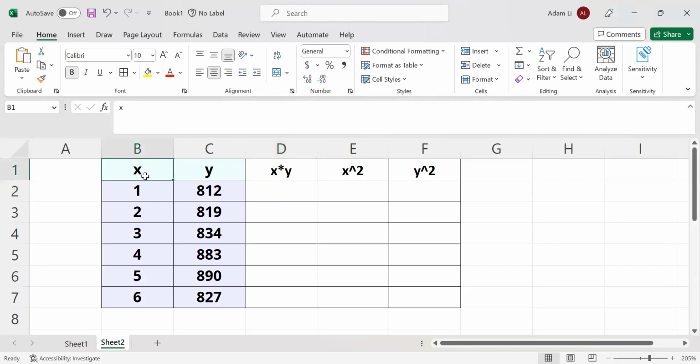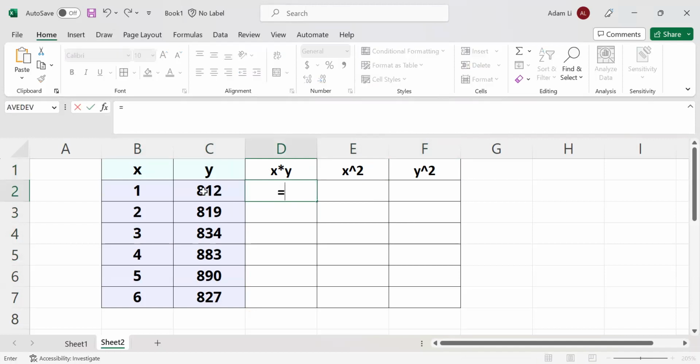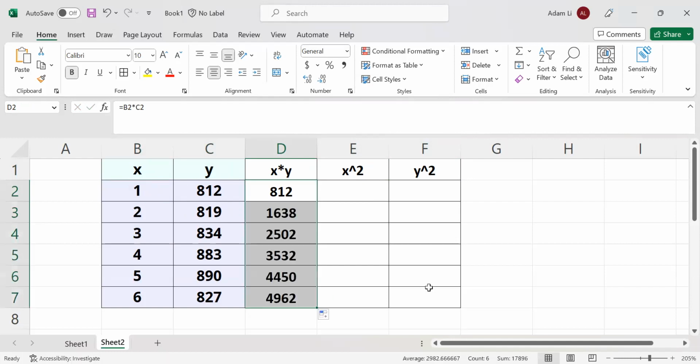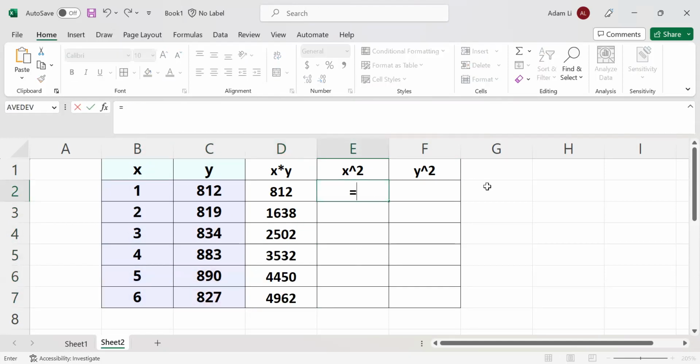First of all, just like what I did, we pasted the data set here and created 3 columns. First we calculate X times Y: B2 times C2, and we get this number here. 1 times 812 is 812. Then you can just drag it all the way to the bottom to get the rest of them. Excel will follow the same formula to do the calculation. We also need X squared, so we're going to square this number here.